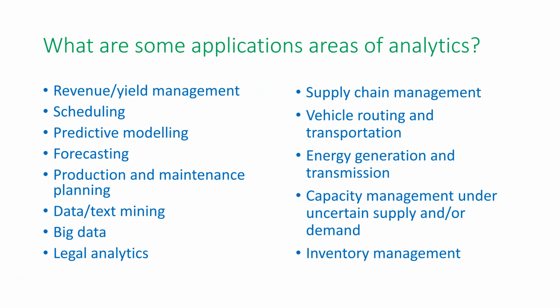Supply chain management, vehicle routing and transportation, energy generation and transmission. So this could be all hydroelectric power or oil power, and anything that you can name. From pricing to how much the capacity should be there, adjustments to it, etc. So one of the big areas analytics can help is under uncertainty. Whenever supply or demand is uncertain, analytics can help to build and manage capacity and inventory management at the same time.